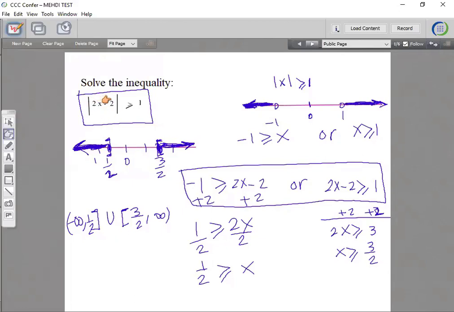Is it true that that would be... 0 minus 2 would be 2? Something is not right. We have 2x minus 2 is greater than 1. 2x minus 2 is less than or equal to minus 1.